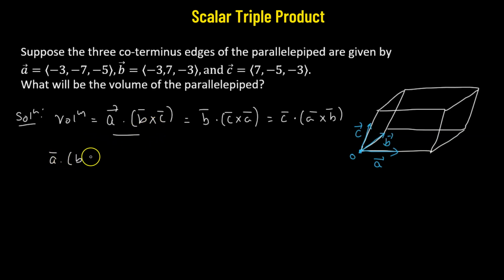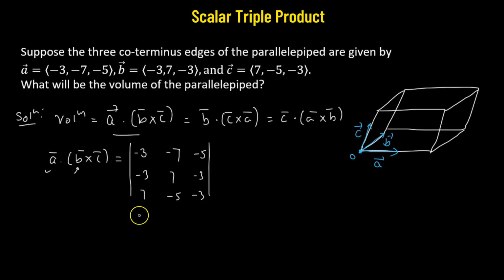So we have A dot B cross C, and this can be simply calculated by considering a 3 by 3 determinant. And since we have A vector at first, in the first row we will denote the entries with the components of A vector. So that will be -3, -7 and -5. Then we have B vector coming in second. So in the second row, we'll be representing the entries with the components of B vector. So that will be -3, +7, -3. And finally, in the third row, we will fill up the entries with the components of C vector. So that will be 7, -5, -3.